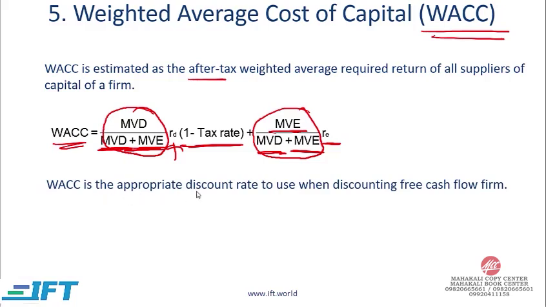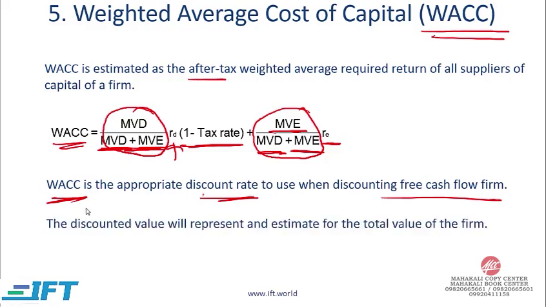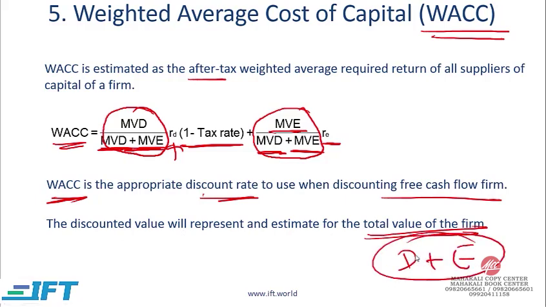Weighted average cost of capital is the appropriate discount rate to use when discounting free cash flow to firm, because the free cash flow is available to all providers of capital, that is both equity holders and debt holders. Therefore, WACC is the appropriate discount rate. When we come up with the discounted value, this will be an estimate of the total value of the firm. So that will include both debt and equity.